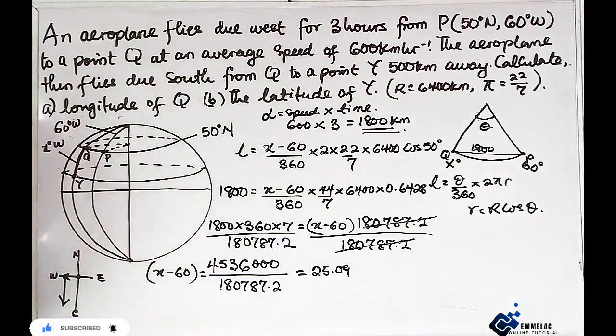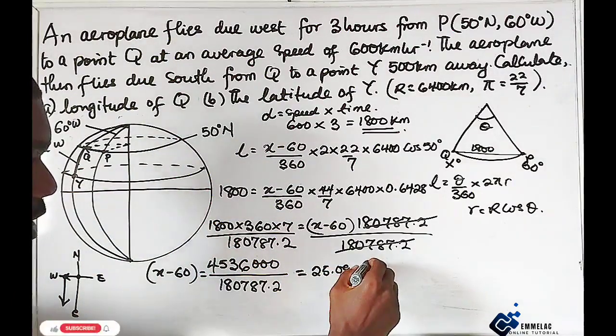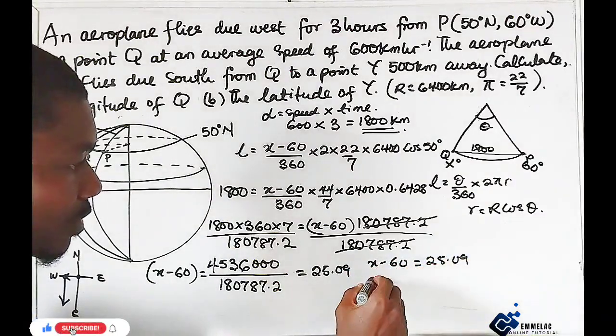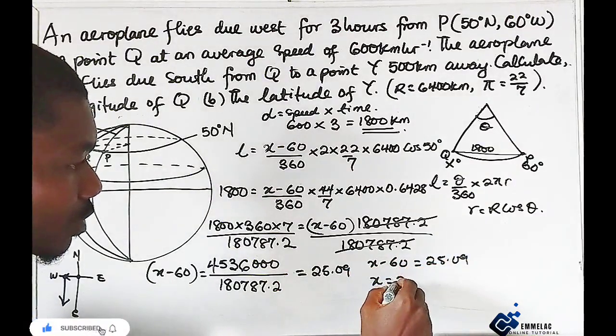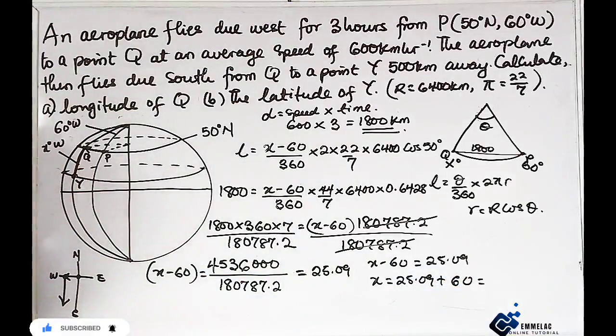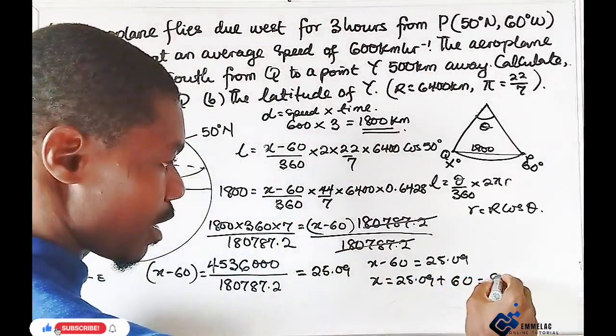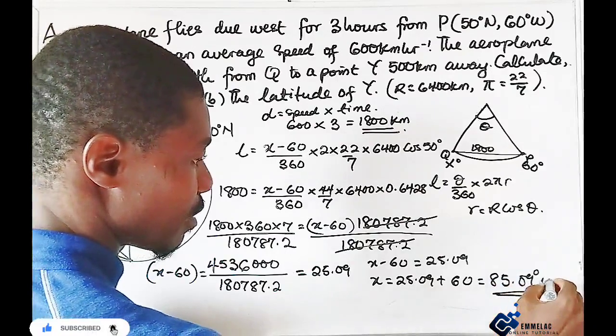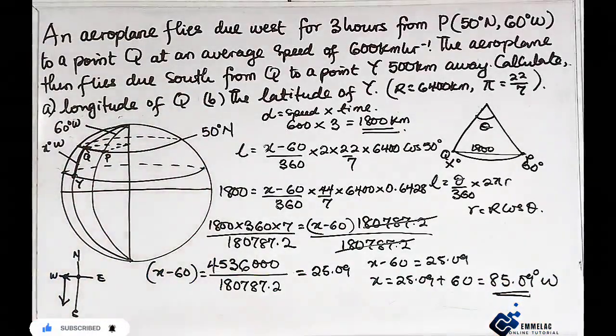25.09. All right, so if the whole of X minus 60 equals 25.09, definitely X will then be 25.09 plus 60, and that would give us 85.09 degrees west. All right, so that is that for A. Now let us do the B part of the question.